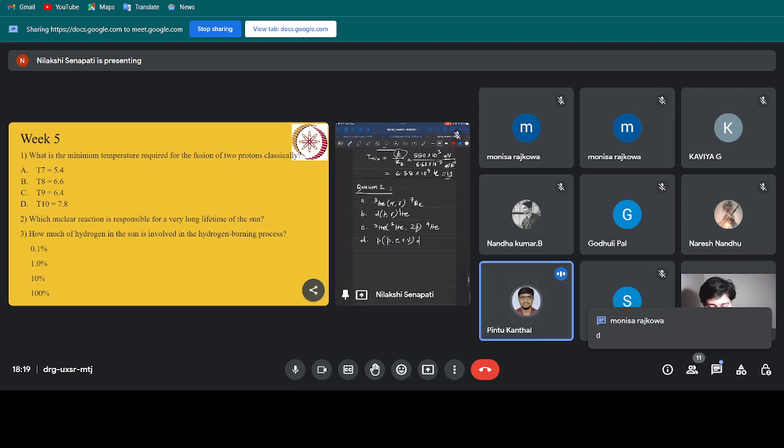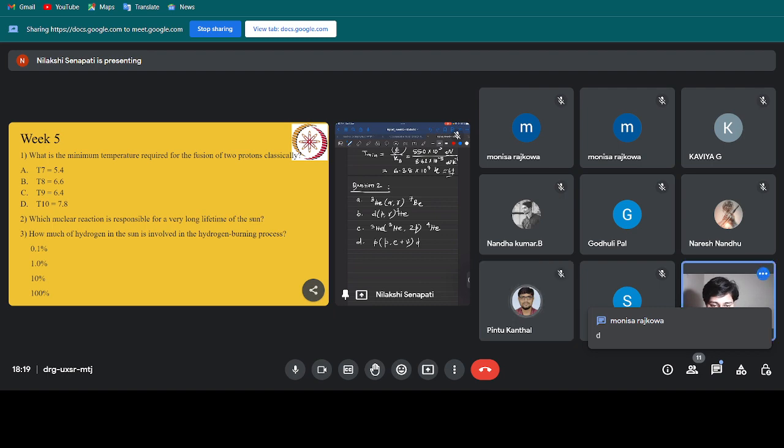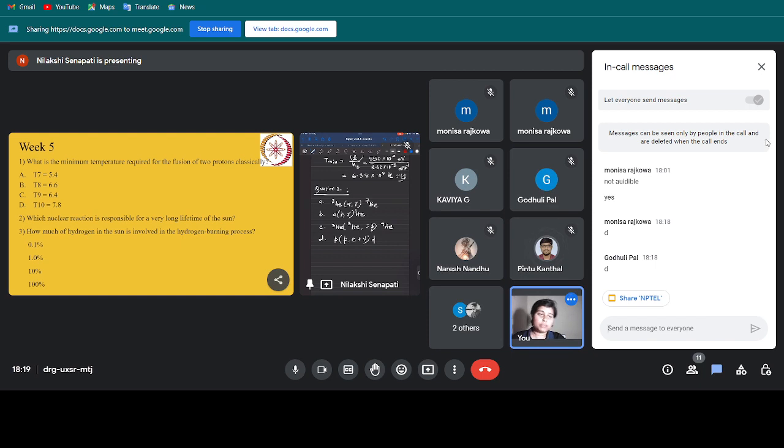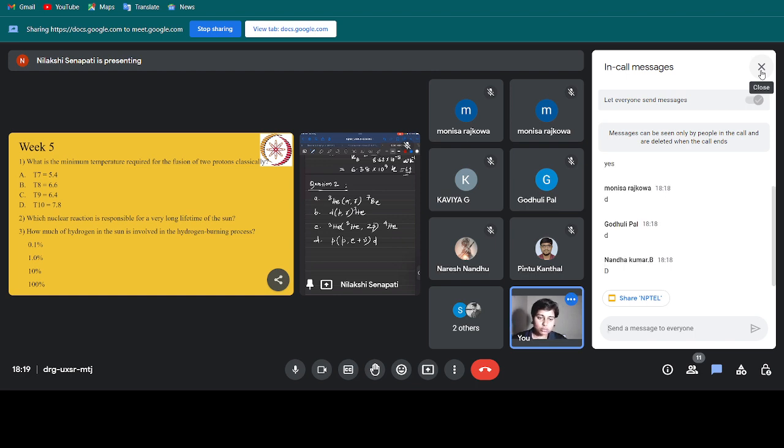Number D. Monisha is also telling number D. Pintu is telling number D. Godhuli is telling number D. Other persons, please tell, whether it is wrong or right does not matter, but participation matters. Nanda Kumar is telling D. Okay, all right, and this answer is obviously right. Every one of you is right, the answer is D.